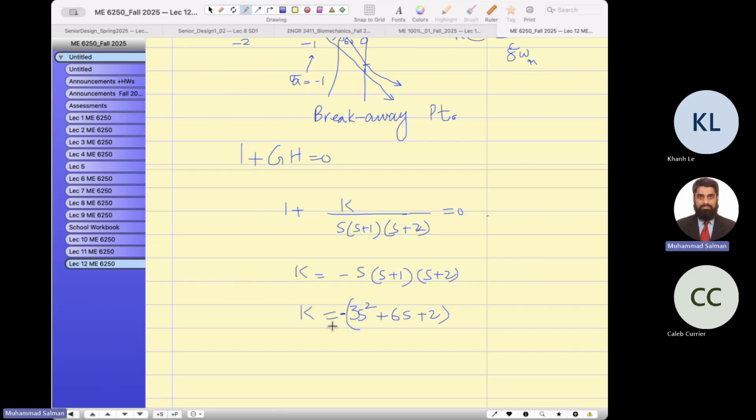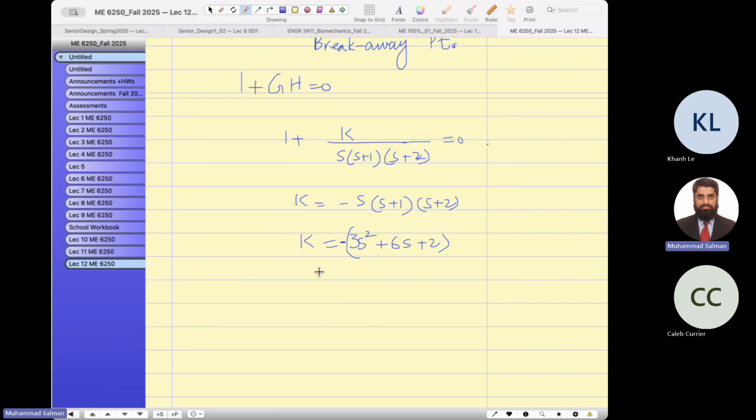So this is my k. Now, in order to find the breakaway point, you have to differentiate this k with respect to s and equate it to 0. And let's do this. So when you differentiate it, I'm sorry, there is a little error here.